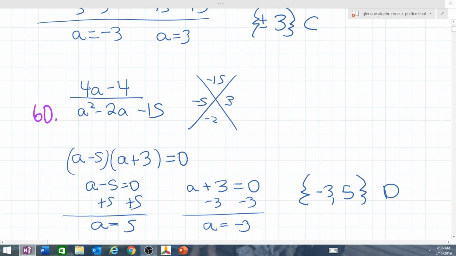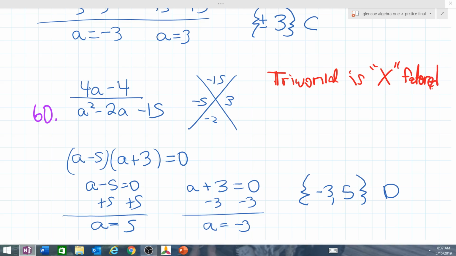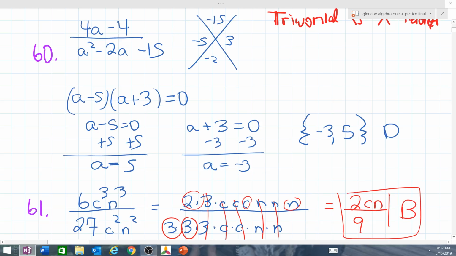Number 60. Again, find the excluded values. 4a minus 4 over a squared minus 2a minus 15. So we factor the denominator. It's a trinomial, so we're going to x factor it. What multiplies to negative 15 and at the same time adds to negative 2? Negative 5 and 3. We zipper it and we get two solutions, 3 and 5, and your answer is D.